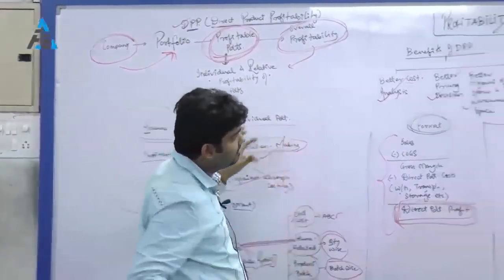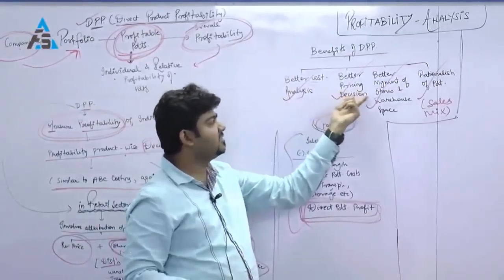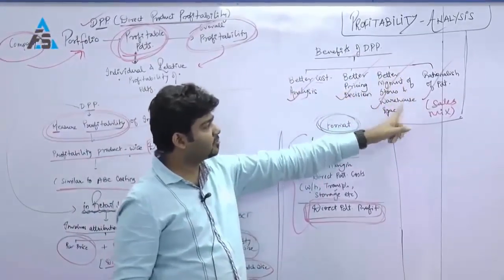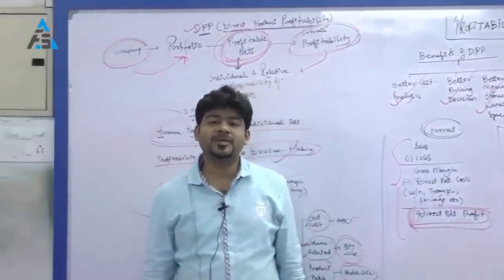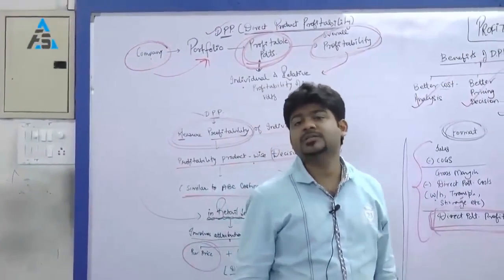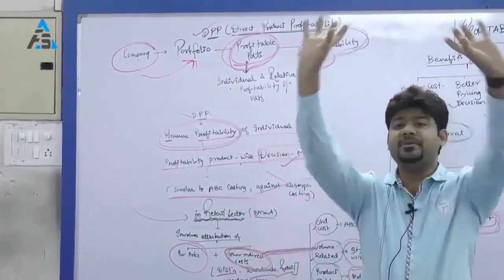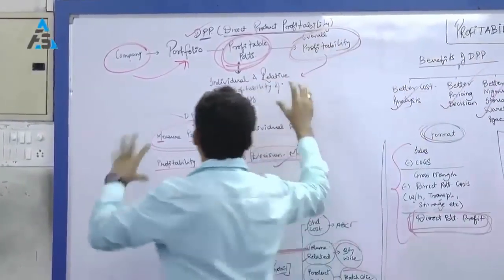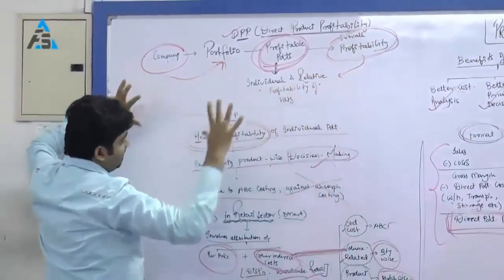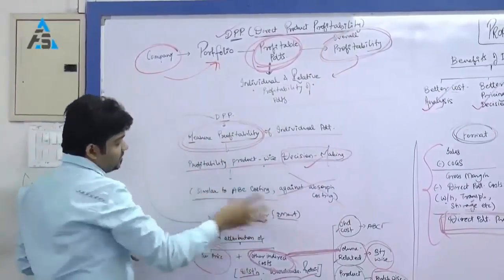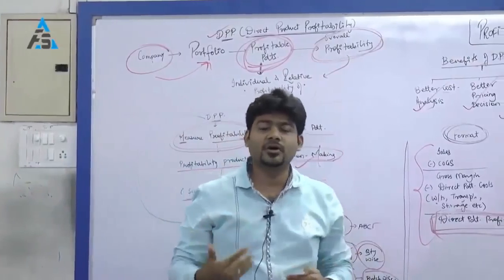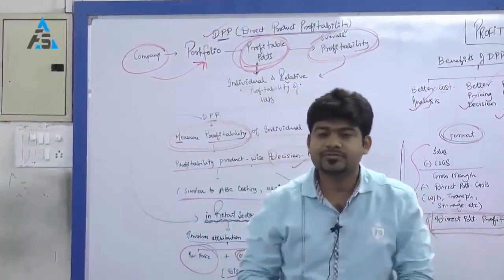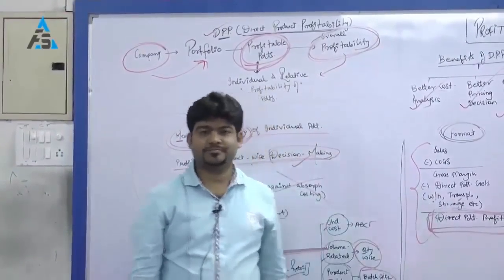So it can be asked in theory: benefits of DPP, better cost analysis, better pricing decisions, management of stores and warehouse space, rationalization of products, basically telling you the proper sales mix. But before writing that, first write an idea of DPP. You have to write down certain points, create a whole context for DPP, and then write the very specific answer. That's where the examiner will come to know how good you are in terms of your theory. Right?